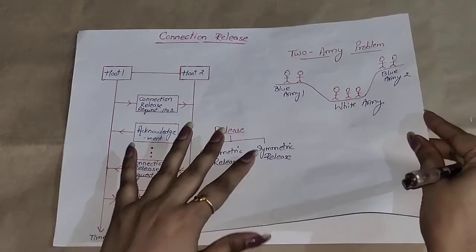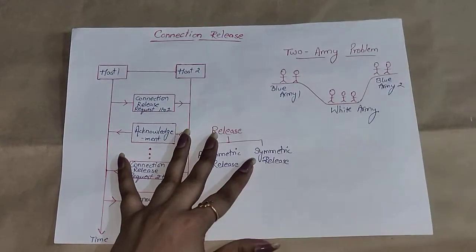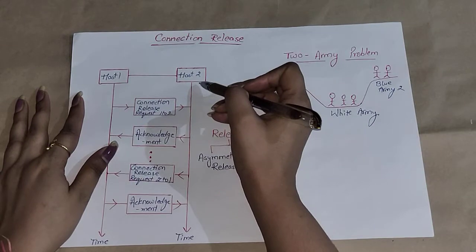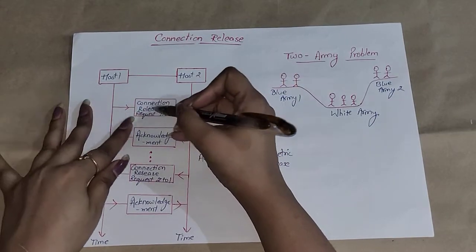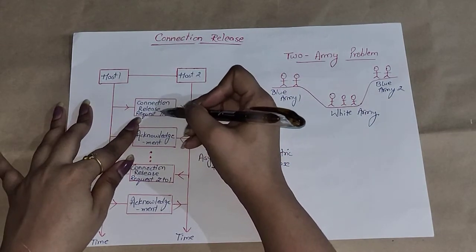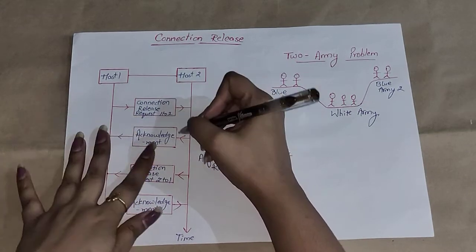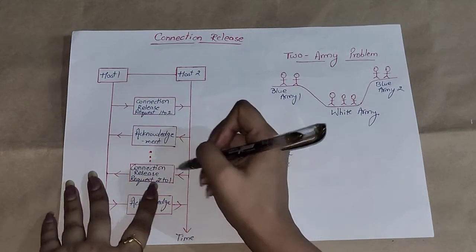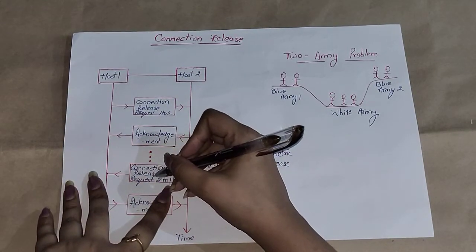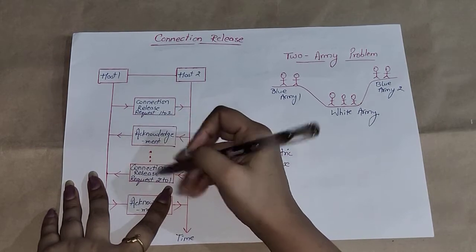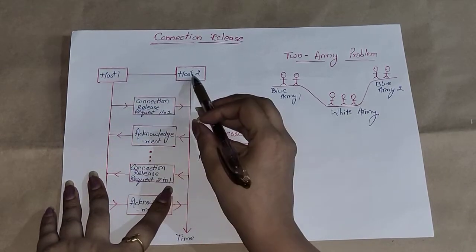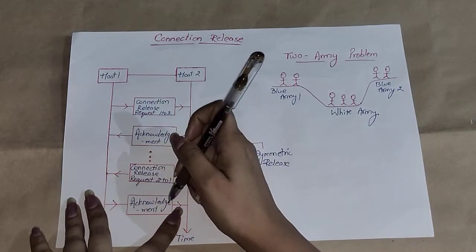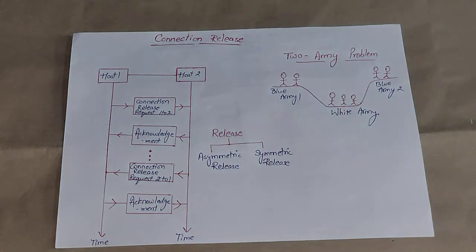Now let's move to connection release. See, connection release. Host 1, host 2. Host 1 has sent a connection release request message to host 2. Host 2 is sending an acknowledgement that yes, it is ready. When it is ready, it is also sending a connection release request message to host 1. And when both the sender and the receiver, host 1 and host 2, are agreeing to terminate the connection, to release the connection, so it is sending an acknowledgement and the connection will be released.